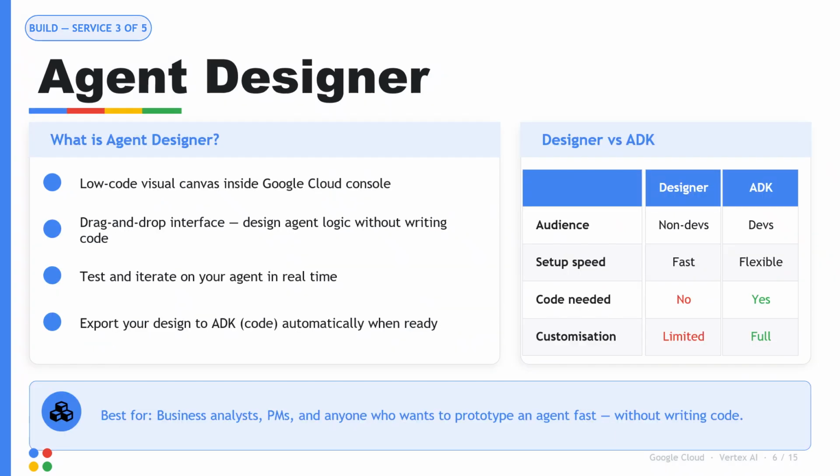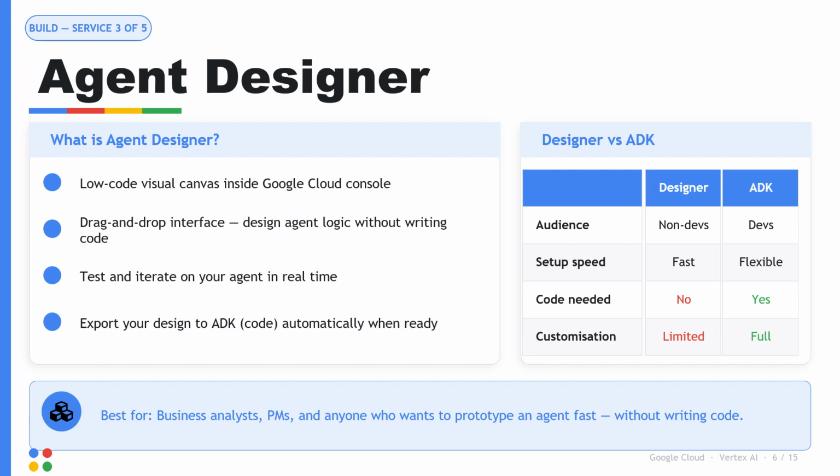Agent Designer is the visual, low-code tool inside Vertex AI. It gives you a drag-and-drop canvas where you can design your agent's logic without writing a single line of code. You can set up how your agent thinks, what tools it can use, what data it can access, and how it responds, all through a visual interface. The really smart part: once you're happy with the design, you can export it directly to ADK, the code-first framework, so developers can take over and add more complex logic.